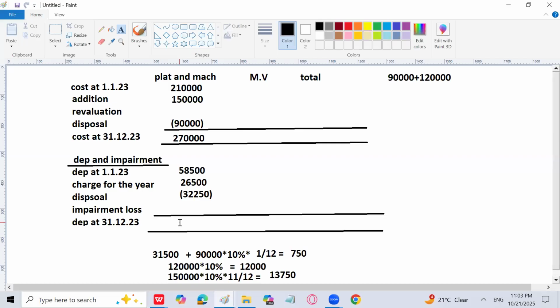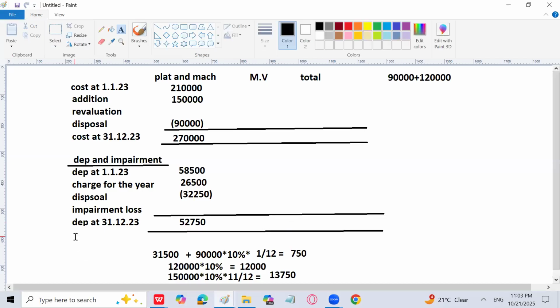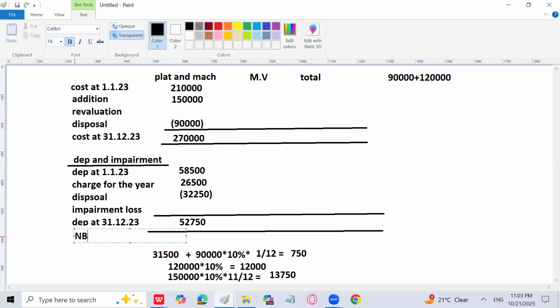Now I can write the depreciation at 31st December, and that is going to be 52,750. Now you can write the net book value. Net book value at 31/12/22 and the net book value at 31/12/23. This is how we used to write it.